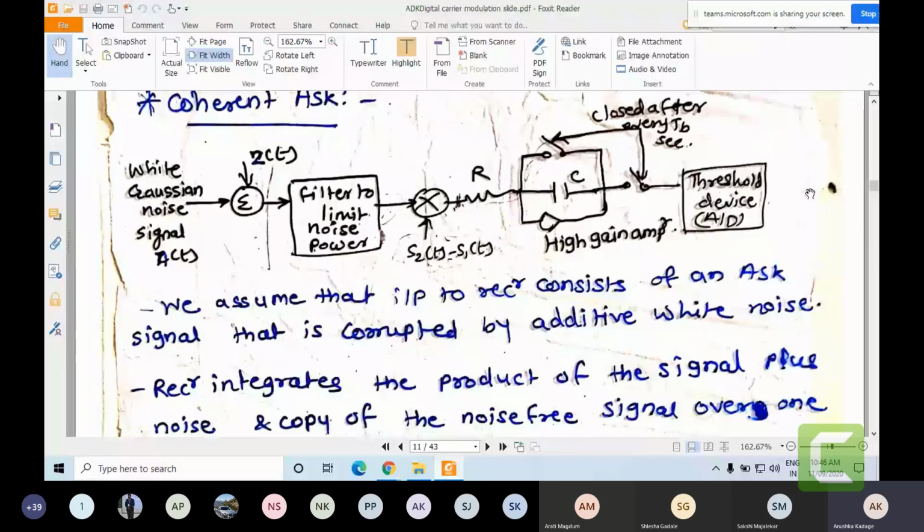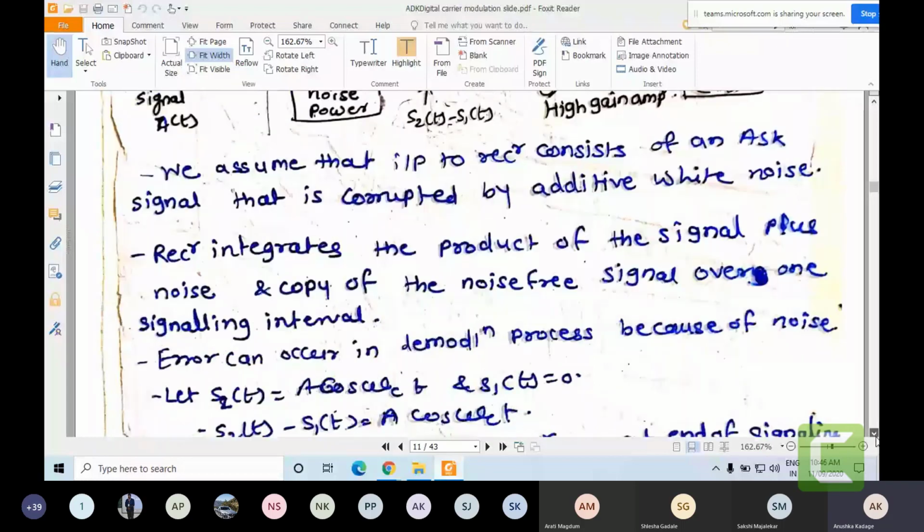But please remember that the switch closing, that is sampling, is going to happen after every Tb seconds. That means the sampling duration is of Tb period. And why is this done? Because we know that in ASK modulation, or in any shift keying modulation, the output is going to change after every Tb period, and that's why sampling is also done after every Tb duration. This is what I have mentioned in this lower part of the explanation.